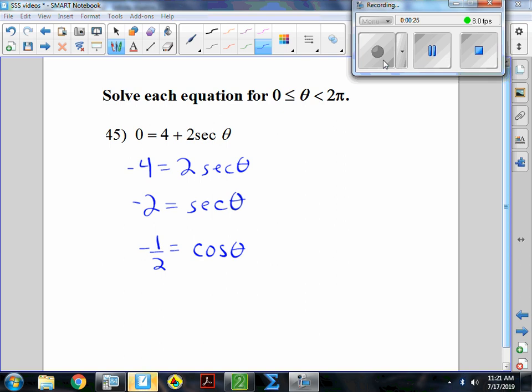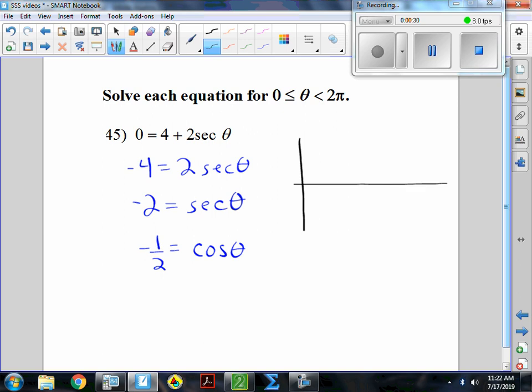If I take a look at my cosine graph, from 0 to 2 pi, cosine is equal to -1/2 here and here. So between pi over 2 and 3 pi over 2.